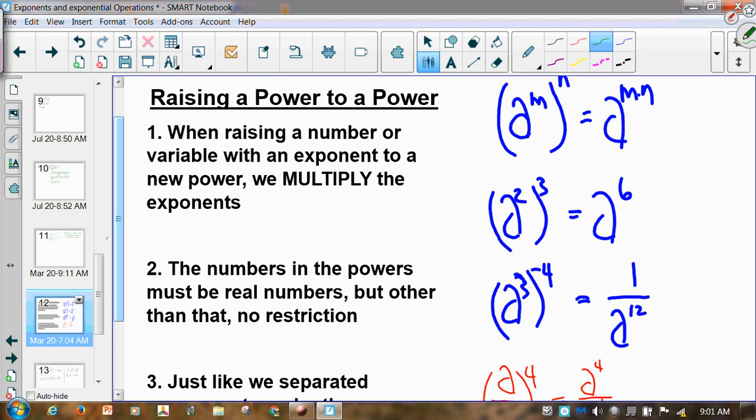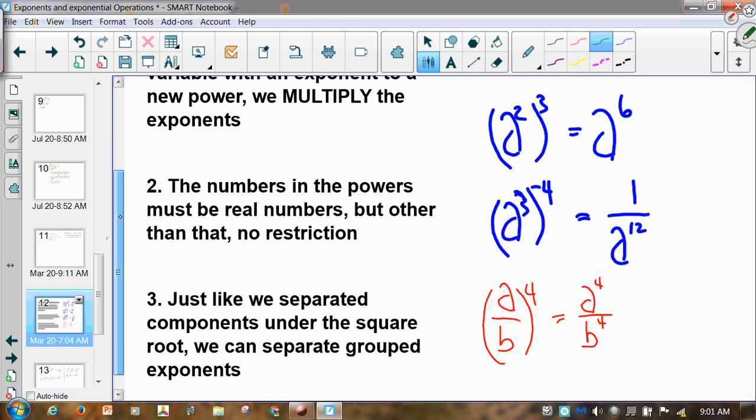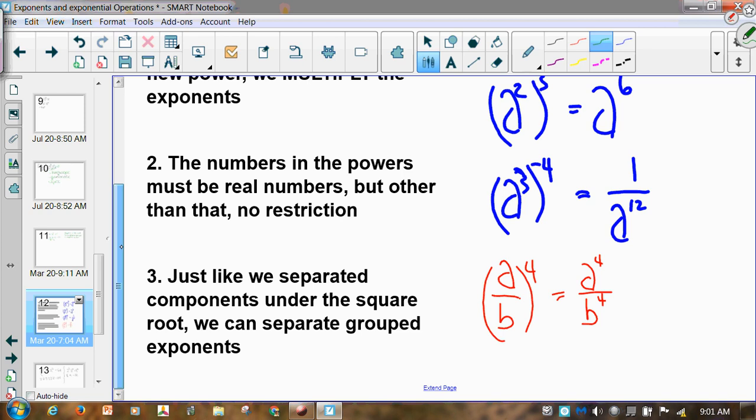When raising a number or variable with an exponent to a new power, we multiply the exponents. The numbers in the powers must be real numbers, but other than that, there's no restriction. Now, I know you haven't done much with anything other than real numbers right now. We work in the real number system, but there will come a time later in the year in Algebra 2 where we're actually going to do a segment on imaginary numbers, okay, believe it or not, okay?